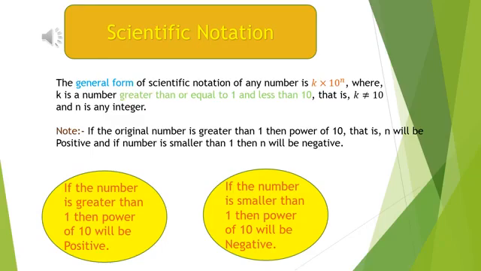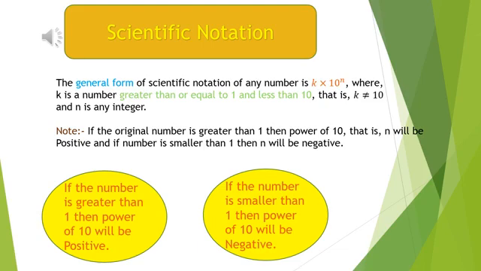Now, another concept of your chapter is scientific notation. We did an activity related to scientific notation and we know very well what scientific notation is. Now, the general form to represent any number in scientific notation is k multiplied by 10 raised to the power n, where k is a number that is greater than or equal to 1 and less than 10.